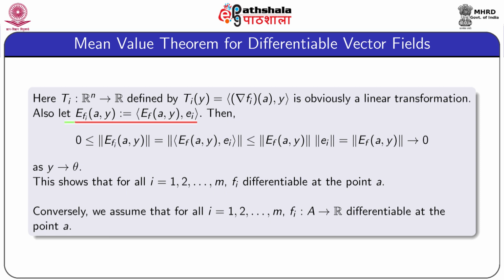Let E_Fi(a, y) be defined by the inner product of E_F(a, y) with ei. Now, the norm of E_Fi(a, y) is obviously non-negative and it equals the norm of the inner product of E_F(a, y) and ei. We apply the Cauchy-Schwarz inequality, so this is less than or equal to the norm of E_F(a, y) times the norm of ei. ei being a unit vector, its norm is 1. So, this equals the norm of E_F(a, y), and we know it tends to 0 as y tends to the 0 vector. This shows that for every i from 1 to m, the scalar field Fi is differentiable at the point a.